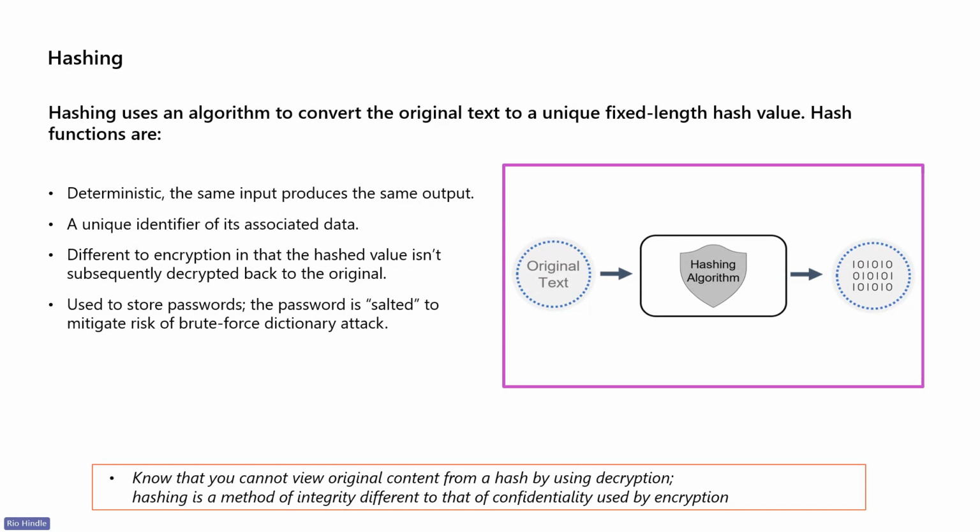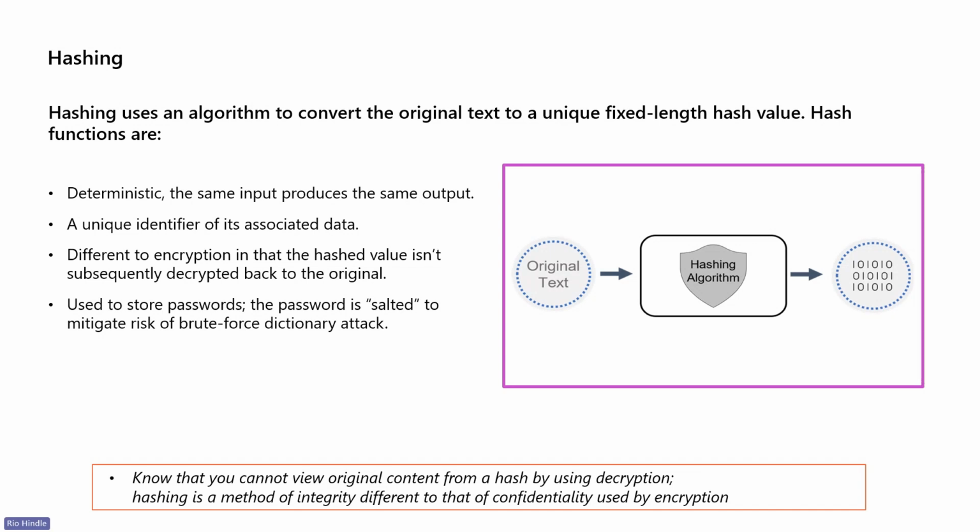Hashing is similar to encryption, but in essence, it's not encryption. It's just using an algorithm to convert the original text to a unique fixed length hash value. Each time the same text is hashed using the same algorithm, the same hash value is produced. That hash can then be used as a unique identifier of its associated data. So hashing is different to encryption in that it doesn't use keys, so public-private keys, and the hash value isn't subsequently decrypted back to the original value.